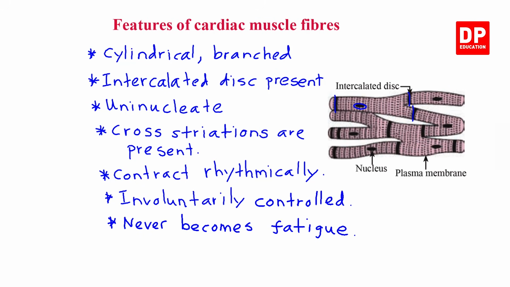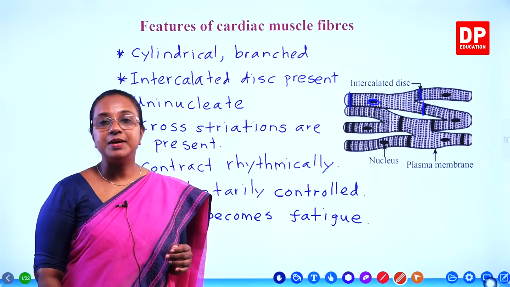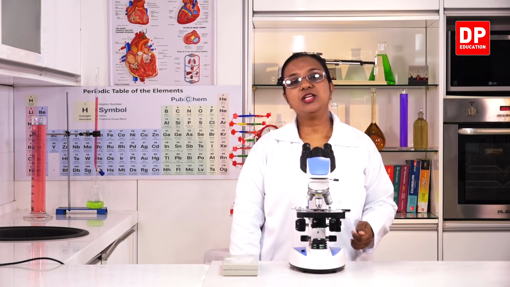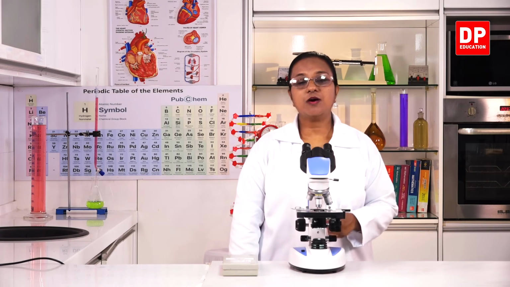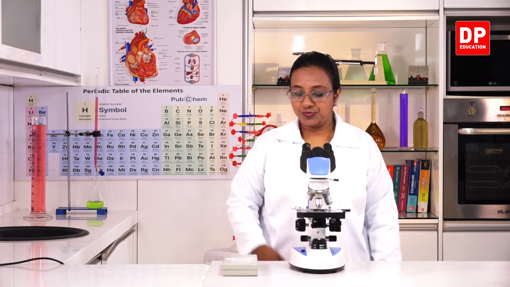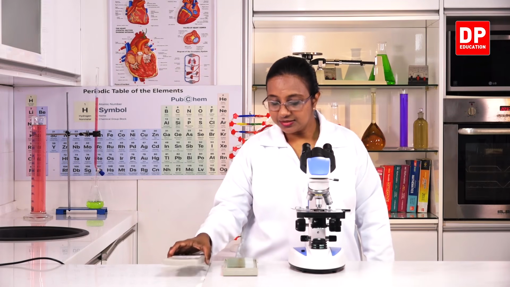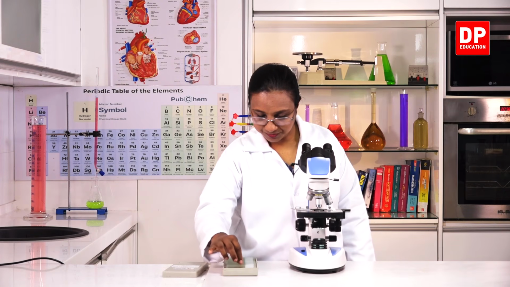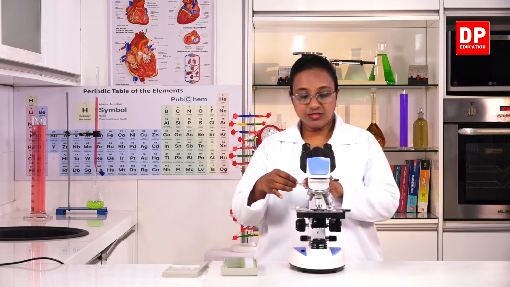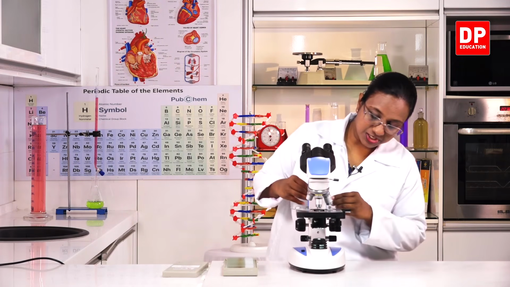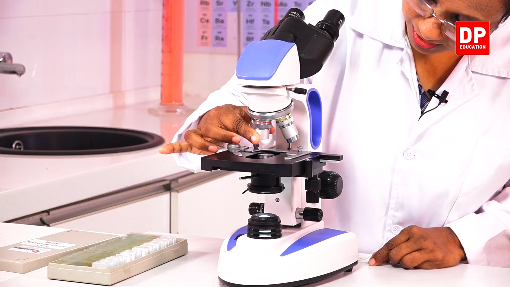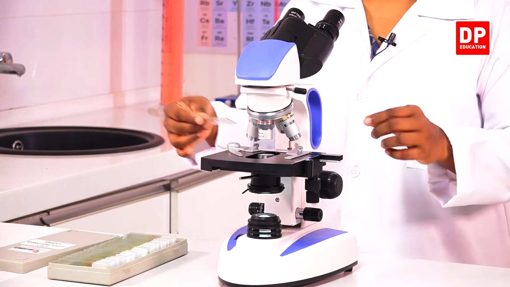Now that you have understood the features of cardiac muscles, we will observe a permanent slide of cardiac muscles. Now as I said, we are going to observe a permanent slide of the cardiac muscle tissue. So I will select the slide from the box of slides, the cardiac tissue. Okay, I have it here, so I can place it on the stage, but before that I have to check whether the light is on. Yes, and I'll put it to the low power first.